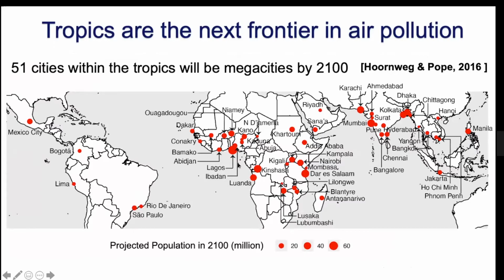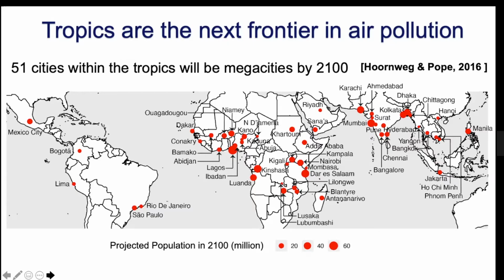Just to give you a size of the population, Lagos in Nigeria would have a population of 80 million, which is roughly 6 times the population of present-day London. And Dar es Salaam in Tanzania would have a population of 60 million, which is twice present-day Delhi. So it's going to be a massive boom in the population. Most of these countries do not have air pollution control measures in place, or they are maybe in their starting phase. So this is another reason.